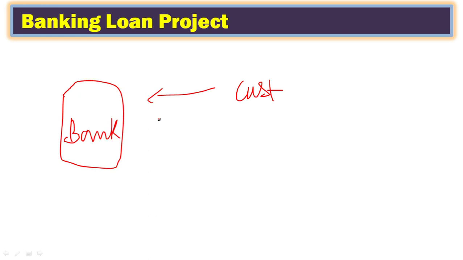So the bank can decide what types of loans they'll give to the customer. It may be a personal loan, it may be a vehicle loan, it may be a housing loan. So we can declare all different types. And for each type, there may be a different interest rate. So the customer will apply for a loan.